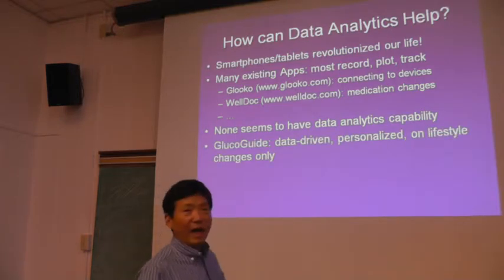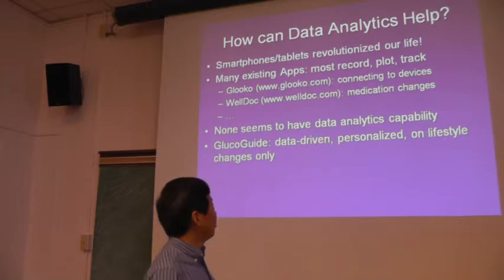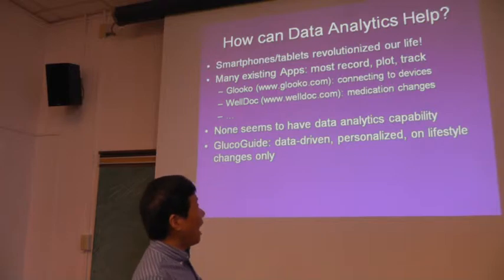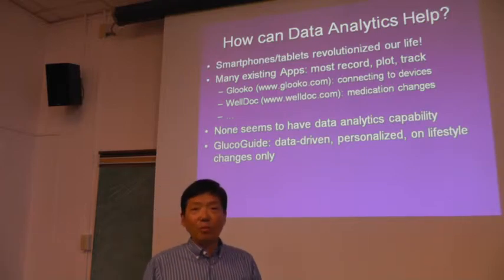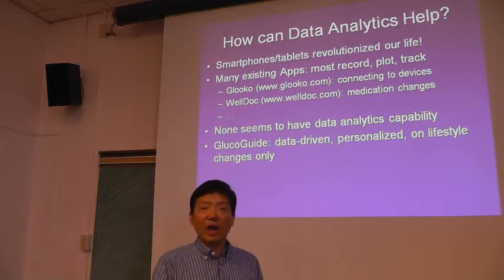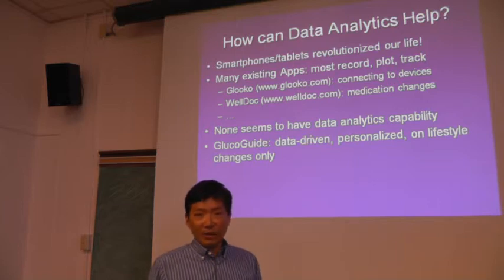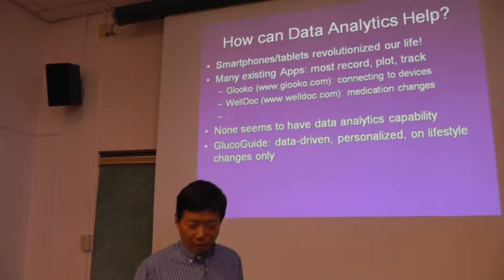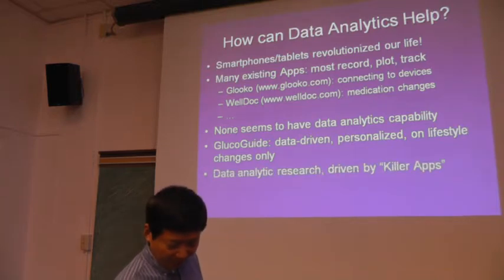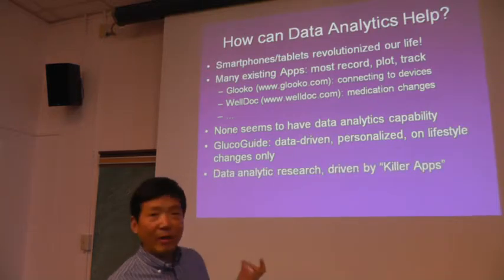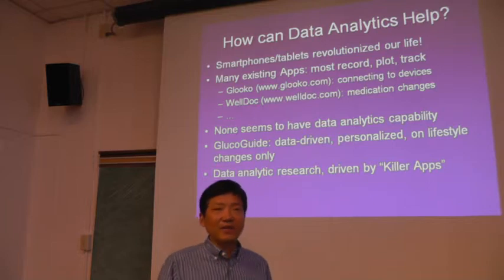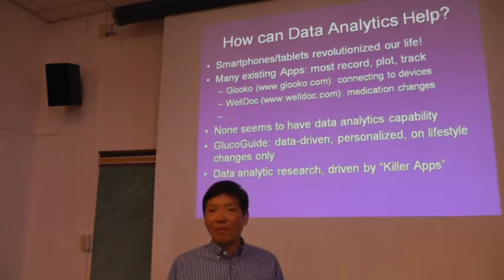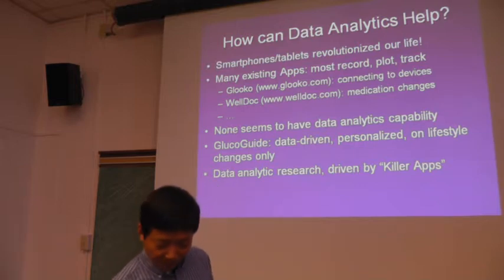And this is GlucoGuide, our system. GlucoGuide is data-driven and personalized, and it will make recommendations to patients on what lifestyle changes they should make to have better control, or the best control, of their blood glucose. And data analytics has been my research for over 20 years, and this research is driven by this killer application, that is, how to improve diabetic people's lives.